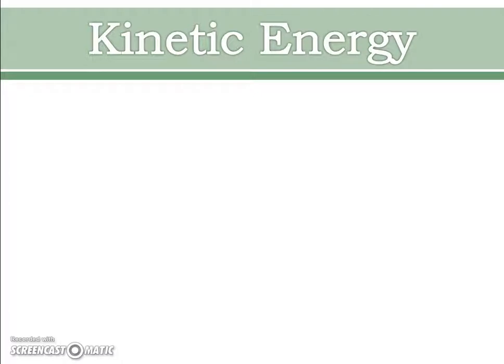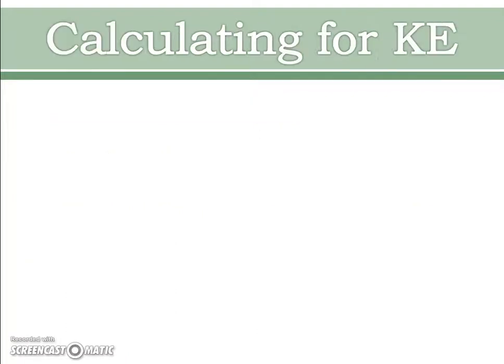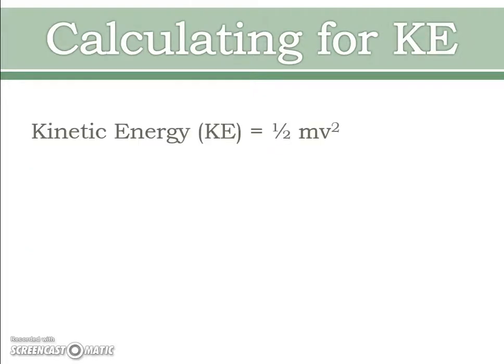Now, there are a couple of different types of energy. Kinetic energy is the first that we're talking about. It's the energy of motion, so any object that is in motion or moving has kinetic energy. Kinetic energy depends on two things, the mass of the object and its speed. We're going to abbreviate kinetic energy as KE for short. To calculate KE, the formula is 1/2 of the mass multiplied by the velocity squared.